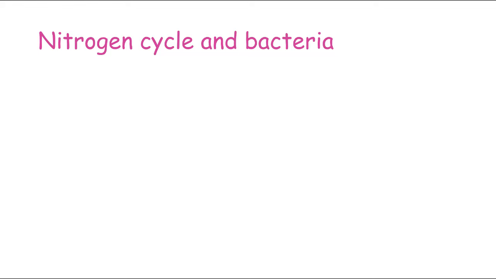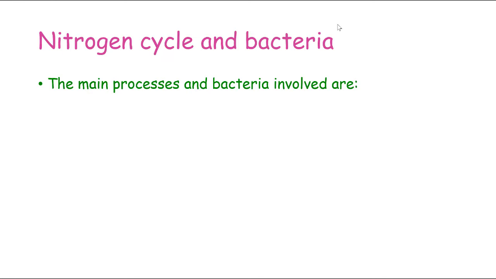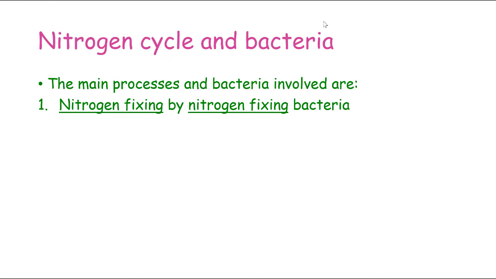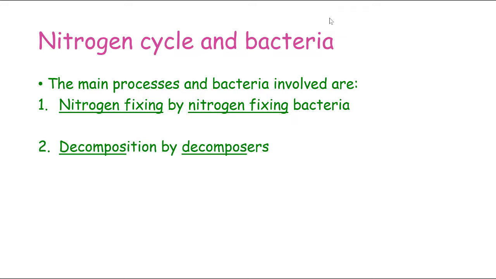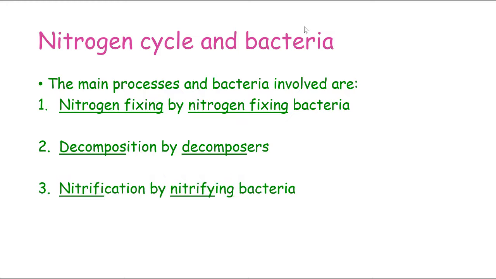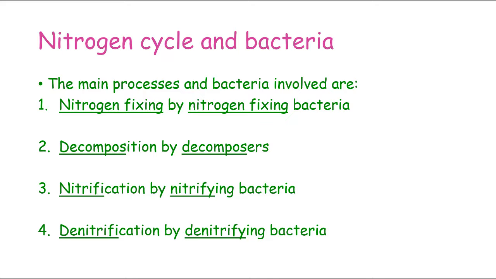Now, one of the things that we need to know about is the nitrogen cycle and bacteria. So the main processes and bacteria involved are firstly nitrogen fixing, and that's carried out by nitrogen fixing bacteria, decomposition by decomposers, nitrification by nitrifying bacteria, and denitrification by denitrifying bacteria.